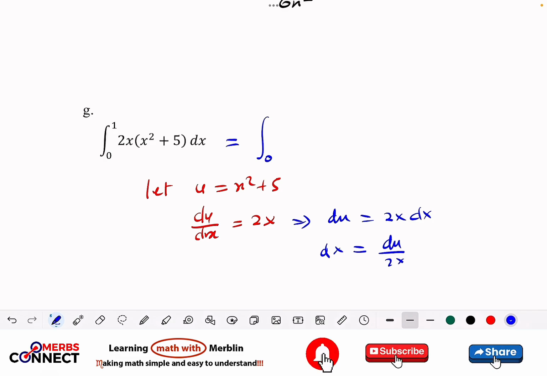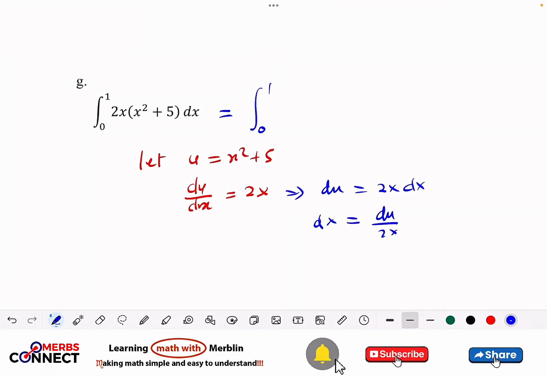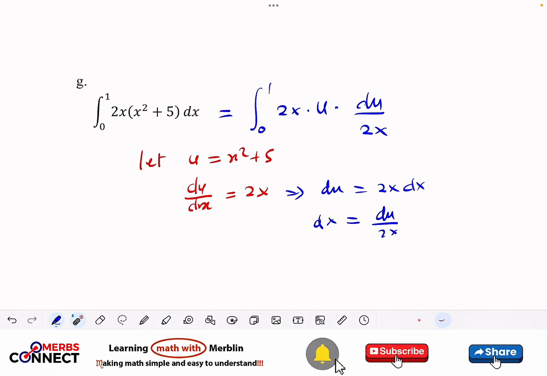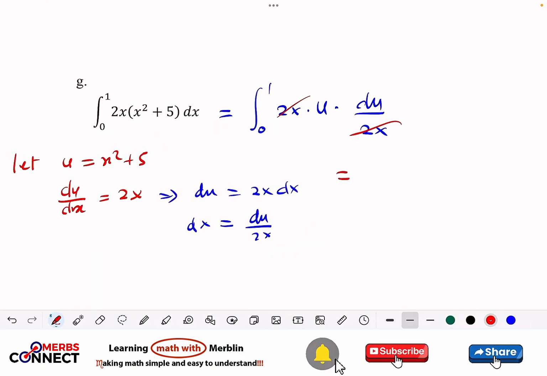So this one definitely we are not going to add constant to it. Good. So this is going to give us 2x. This one here is equal to u, so I'm going to have times u times dx is equal to this. So I'm going to have du divided by 2x, and the magic happens. 2x will cancel 2x. So we are going to have this one to be equal to integration from 0 to 1 u du, and this is to the power 1.